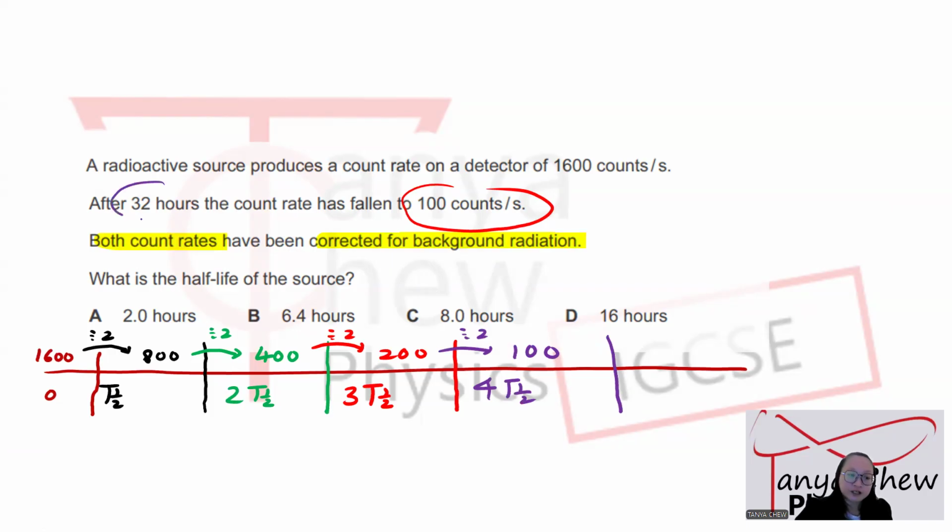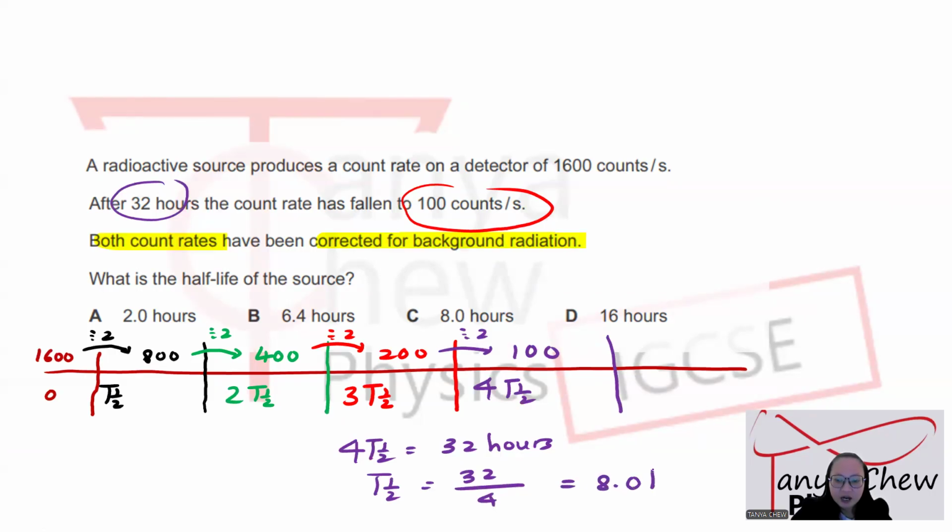And at 4 half-lives, the time given is 32 hours. So you just use the math. 4 half-lives is equal to 32 hours. 1 half-life, T1/2 is the symbol of half-life, is 32 hours divided by 4, you would get 8 hours. The answer is C.